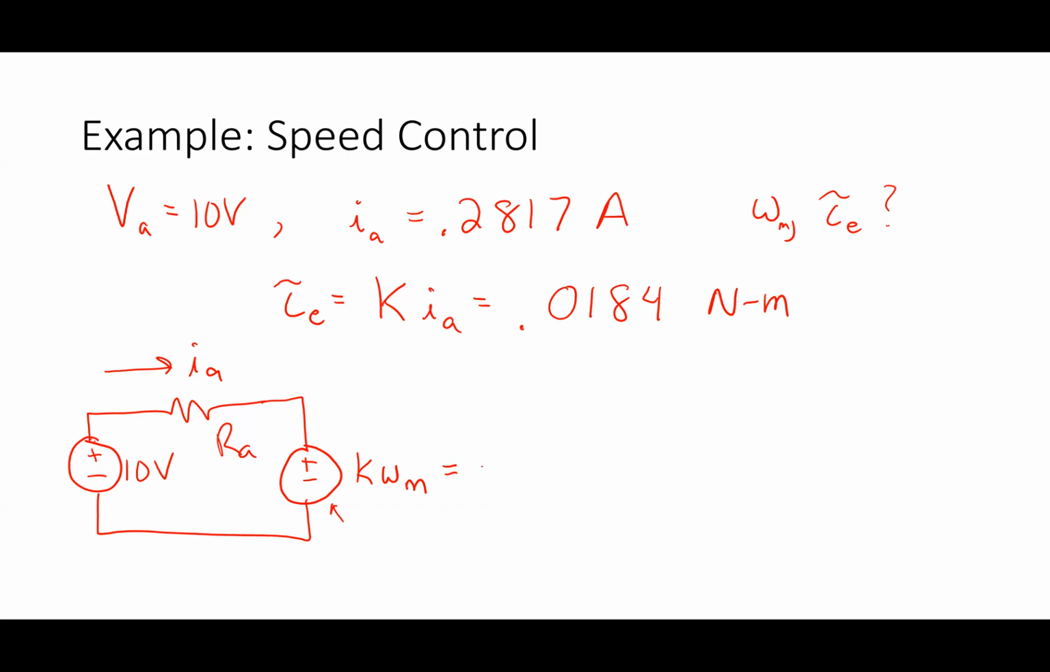So I can solve for that. K times omega M would be 10 minus IA times RA. So omega M ends up being 10 minus IA RA, divided by K. If I do the math for this particular case, what units is my number going to be in? Radians per second. If I convert this to RPM, it ends up being 914 RPM.